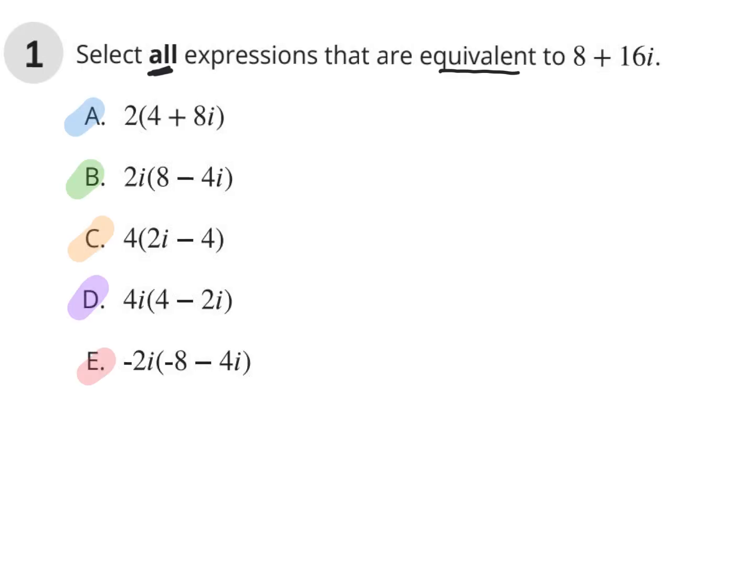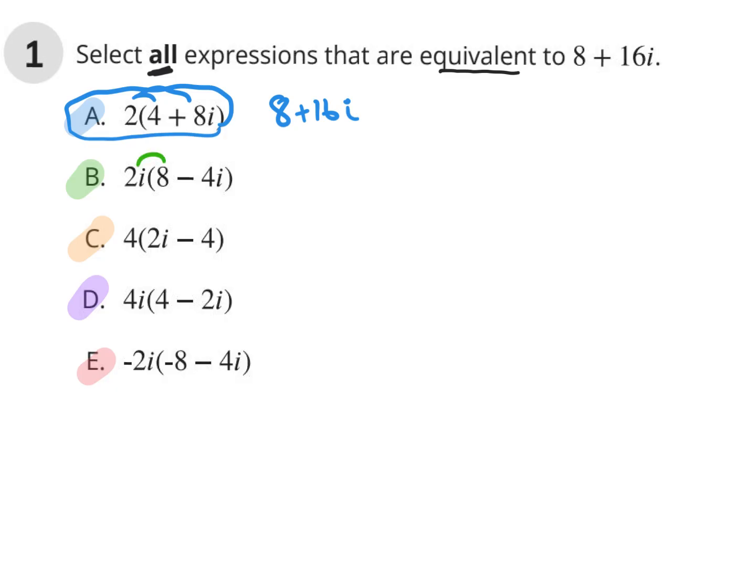Okay, so I color-coded them in a different color so you know which ones go with which. So in blue, we're going to do 2 times 4 and 2 times 8. Because the 2 is outside, it has to get distributed. We get 8 plus 16i. So A works as a possibility.